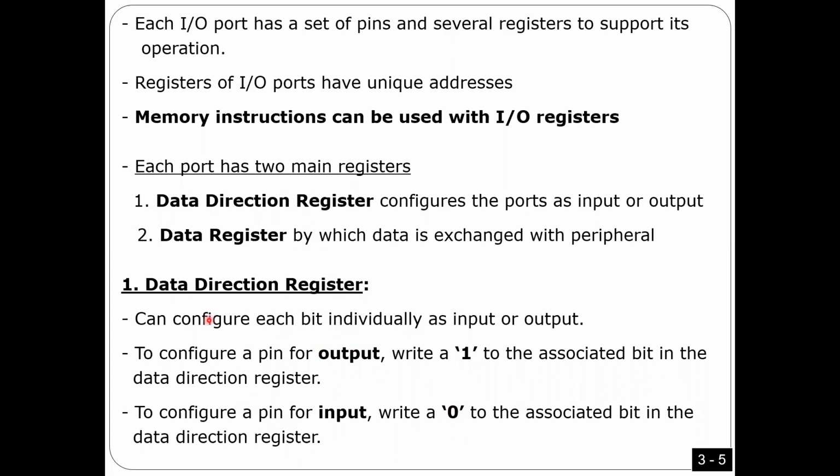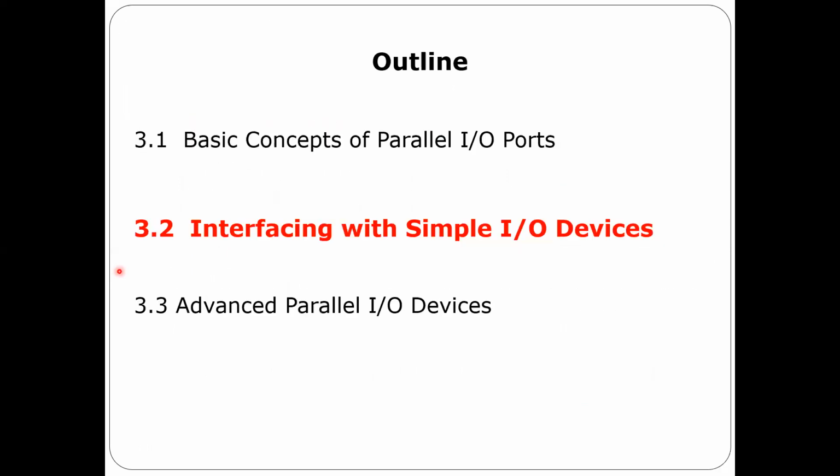After you program it as input or output, you can use the port. This configuration should be done only one time in your program, and that's it. Once you configure it, that's it. After that, if you want to read a port, you have to read the data register. If you want to write to the port, you have to write to the data register, as I explained before.